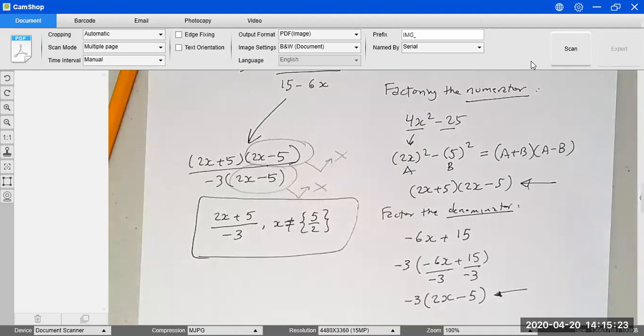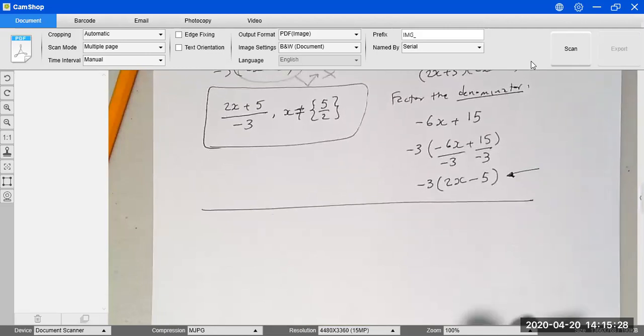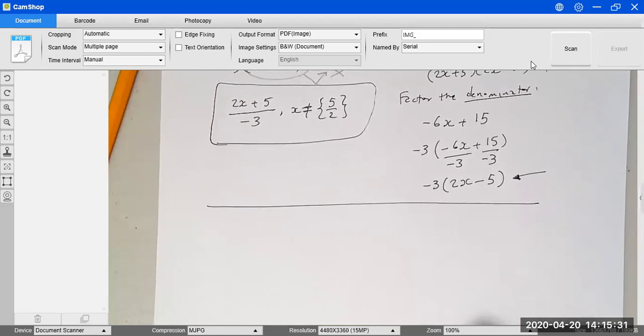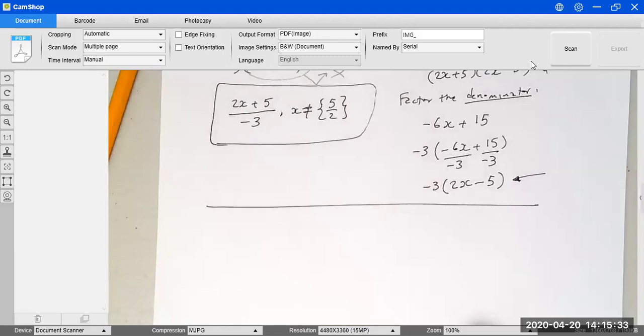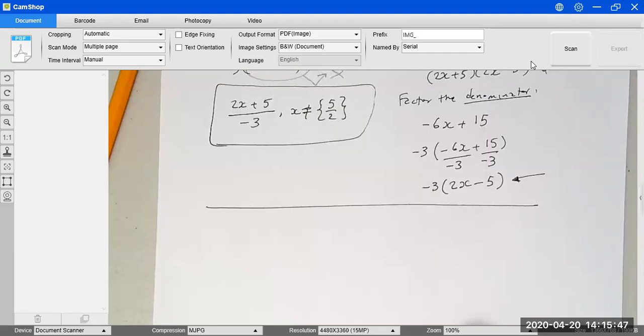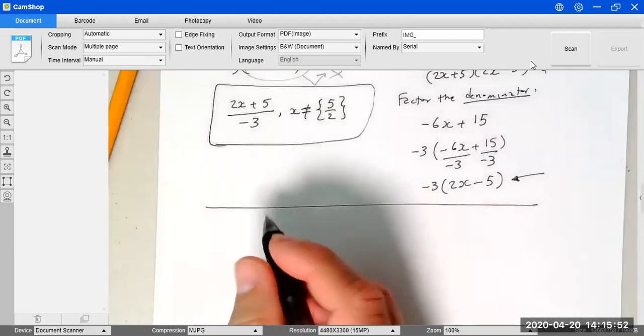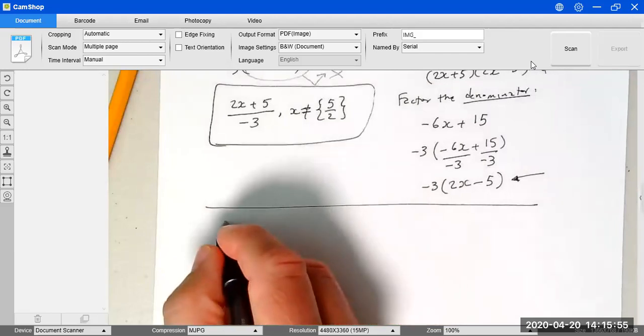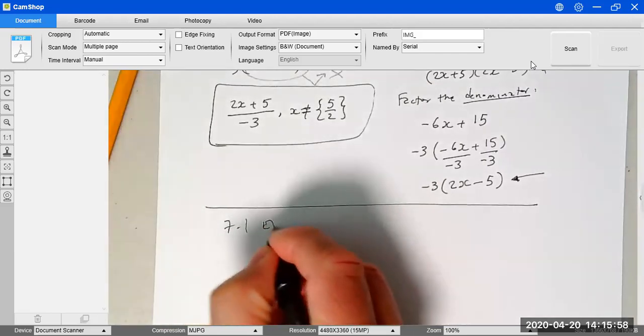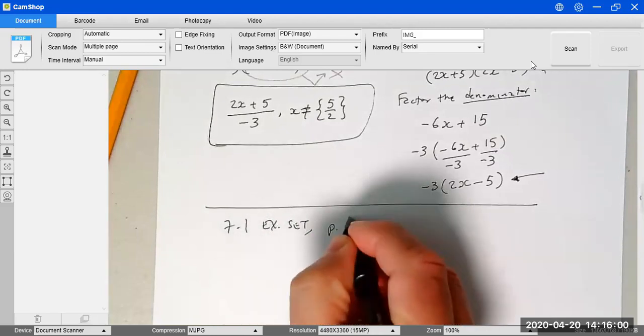So now you're going to solve a couple of problems from the exercise set. You're going to simplify a lot of rational expressions. Remember, this is very important to simplify our math later on with rational expressions. Later we're going to learn about adding, subtracting, multiplying, and dividing rational expressions. So it's going to be a lot of work, and our work is going to be very, very simple if we know how to simplify rational expressions. So you're going to start solving from the 7.1 exercise set on page 491.